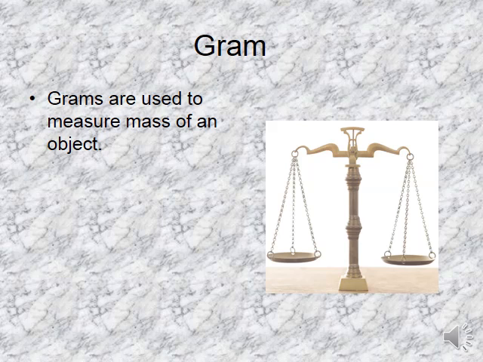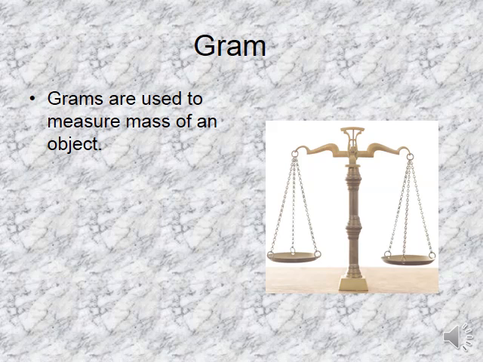Why do scientists use the metric system? Why don't we use the standard system, which is what we use in the United States, pounds and gallons and quarts and miles? Why do we use the metric system instead? Meters, liters, and grams. Why do scientists always use, even in the United States, meters, liters, and grams?